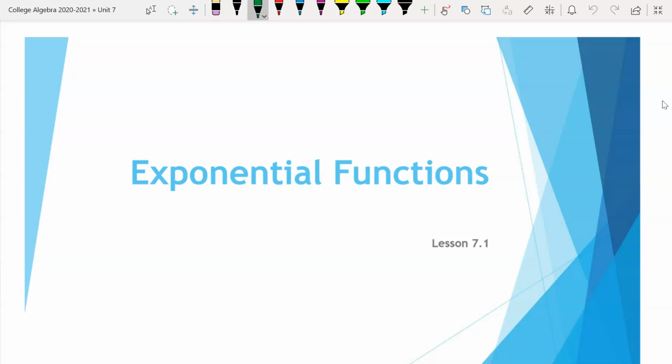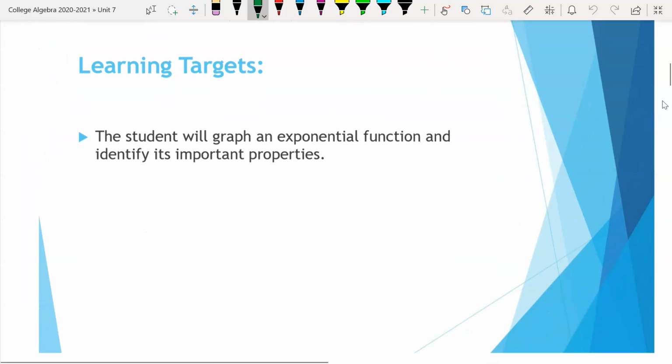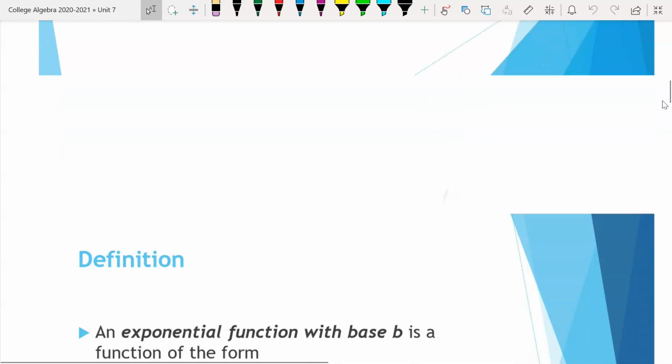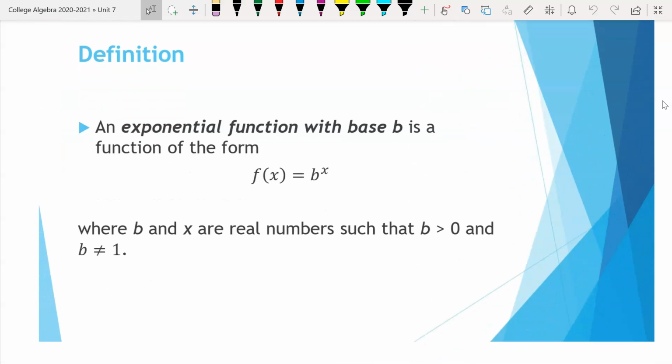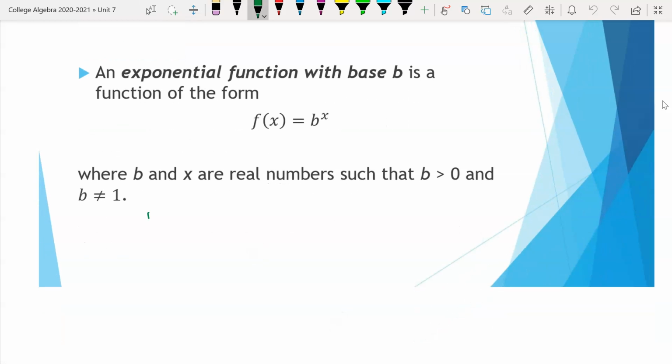Okay, so exponential functions, we're going to identify the important properties of them. So the definition: an exponential function with a base b is a function of the form f of x equals b raised to the x power, where b and x are real numbers such that b is greater than 0 and b cannot be 1. So if b is greater than 1, examples 2, 3, 4, 5, 6, and so on, that's going to be called exponential growth.